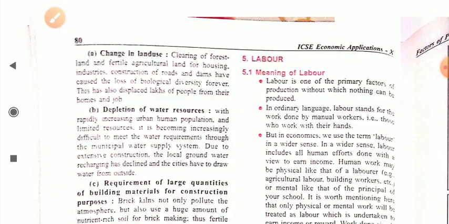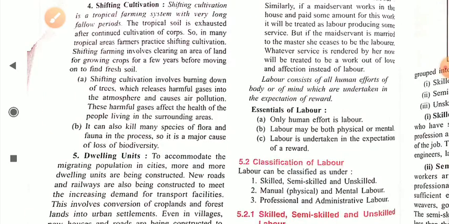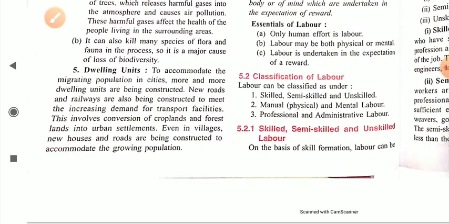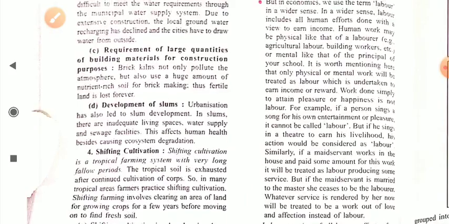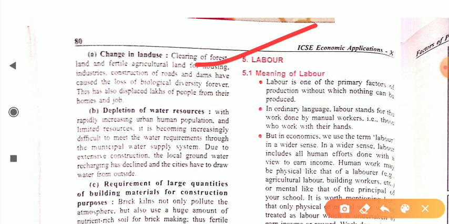Dear student, our next topic is labor. Today we will do only the meaning of labor, and then the classification and all other things we will do in our next class. Dear student, we all are familiar with this concept of labor. What is labor? The general meaning of labor is that labor is one of the primary factors of production, without which nothing can be produced.